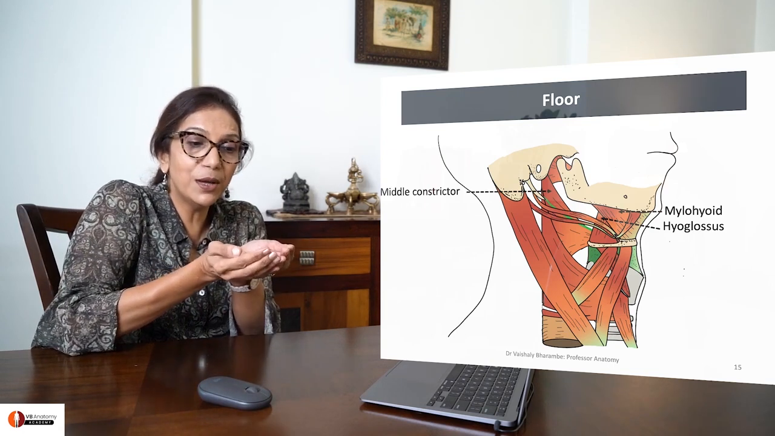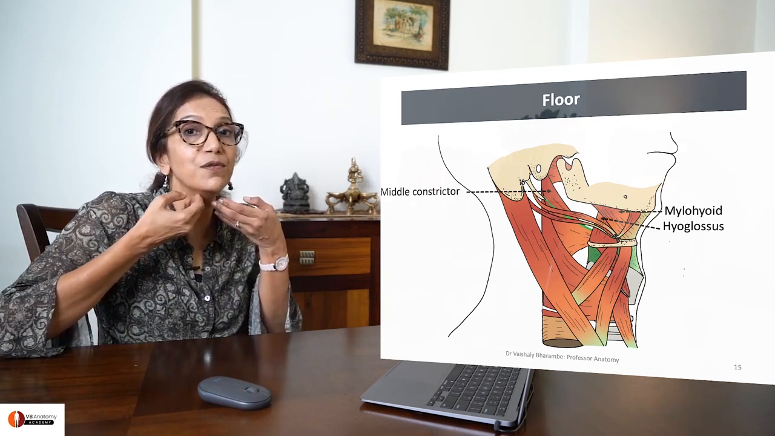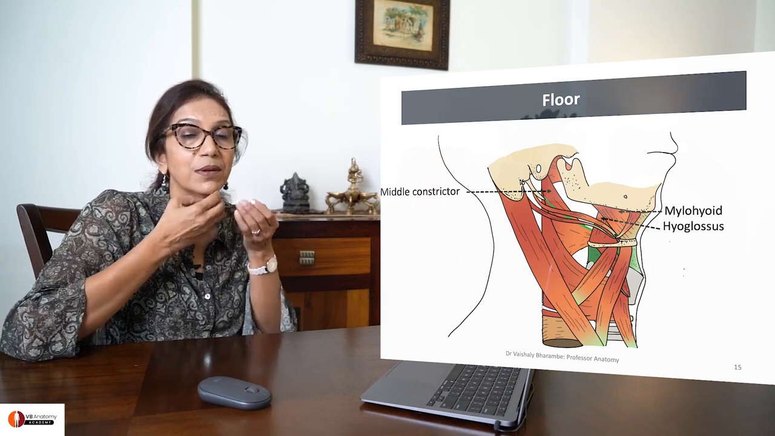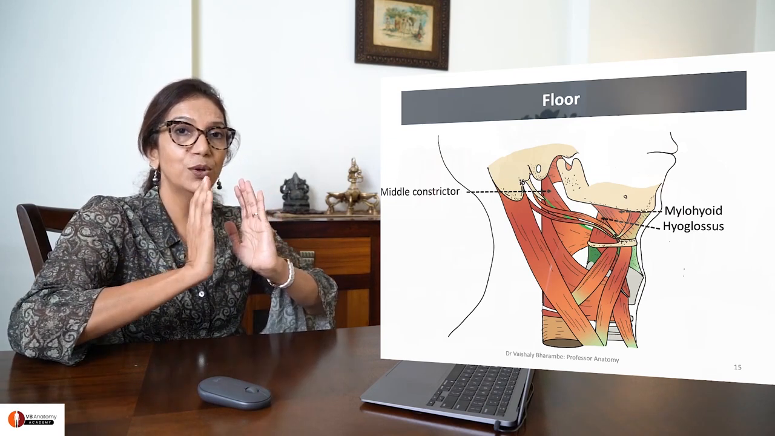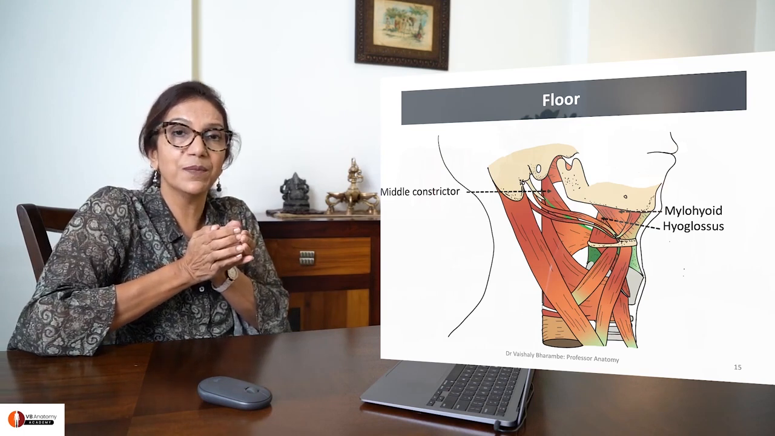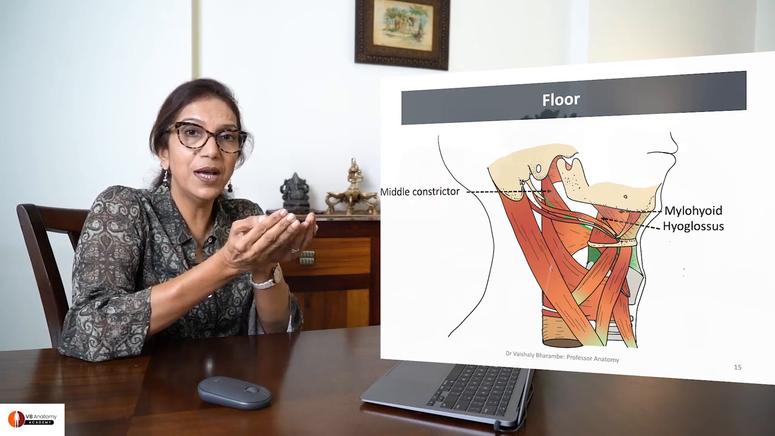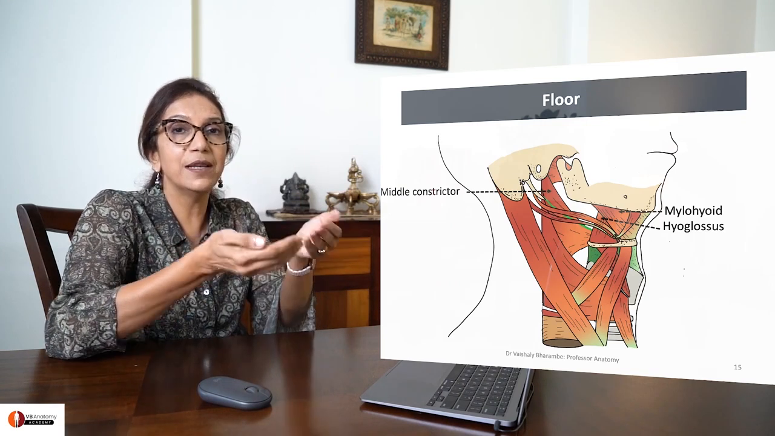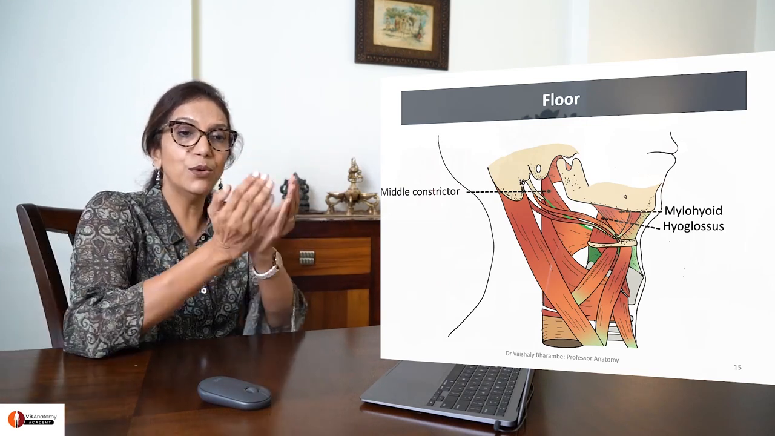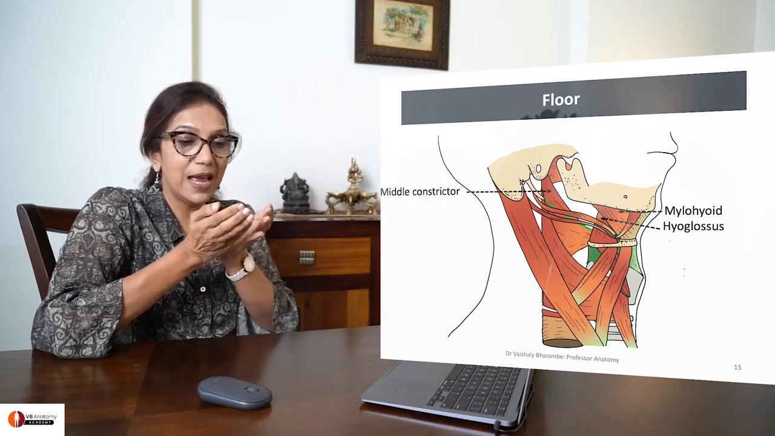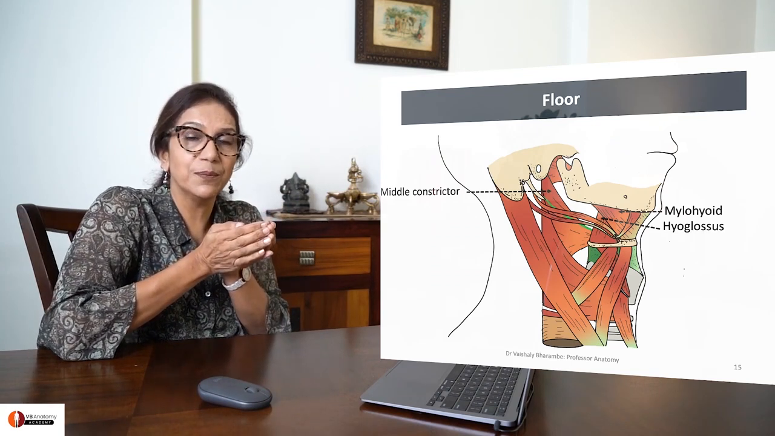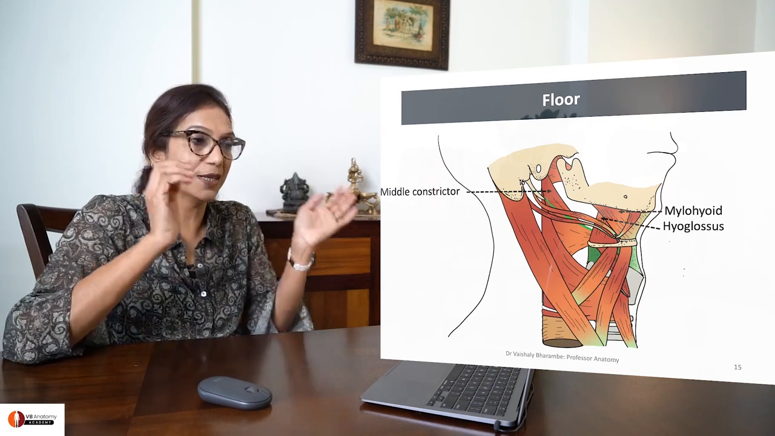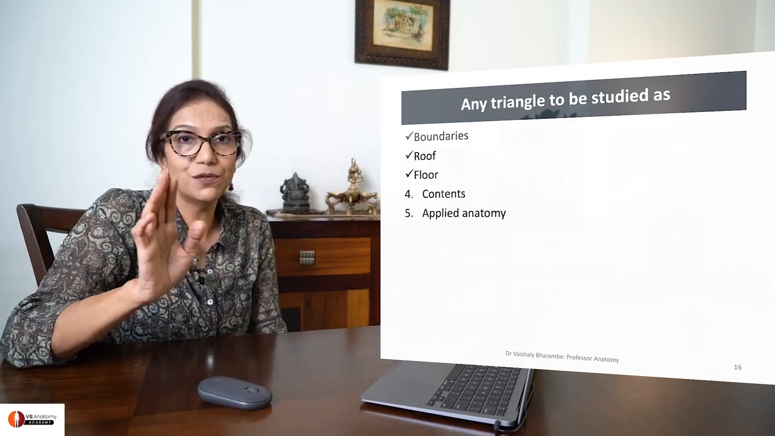Mylohyoid. See, mylohyoid is to be done like this because it forms the floor of your mouth. Mylohyoid, hypoglossus, constrictor. Do this again. Mylohyoid, hypoglossus, middle constrictor from anterior to posterior. Mylohyoid, hypoglossus and middle constrictor. Okay, from anterior to posterior. So that is the flow.